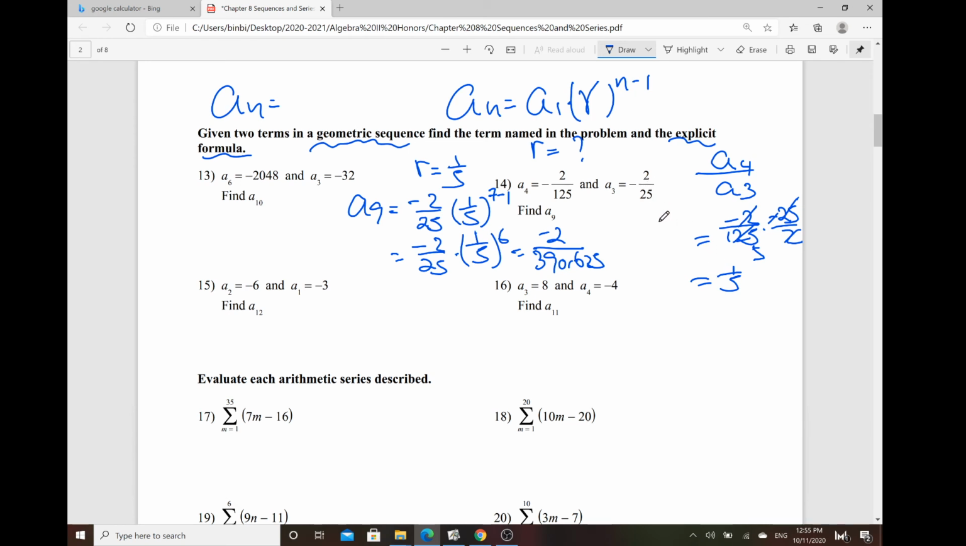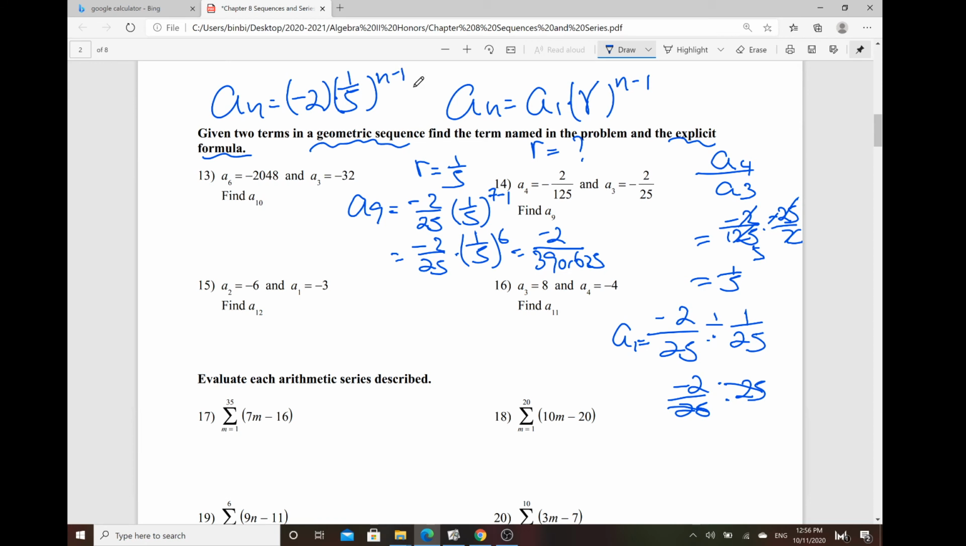Okay, so we do know that a sub 3 is negative 2 over 25. So divided by 1/5, how many times? Twice, right? So divided by 1 over 25, or instead just multiply by what? The reciprocal. So a sub 1 is actually negative 2. So a sub n is negative 2 times the common ratio, which is 1/5, to the power of n minus 1.